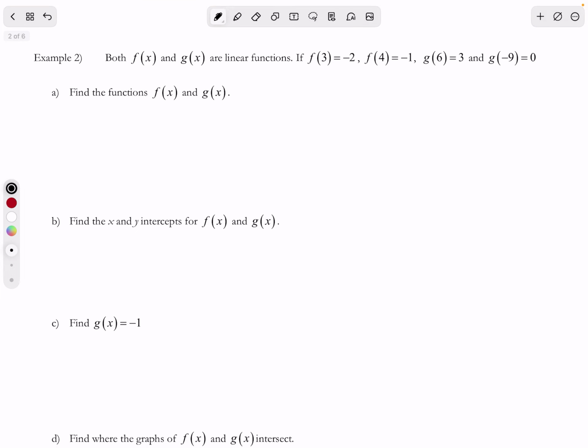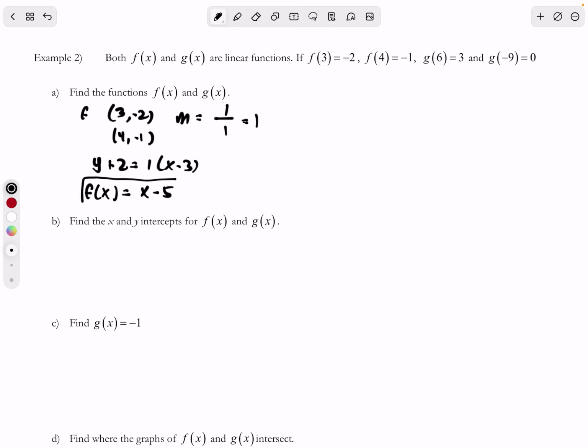Ready, go. All right, so here for f, we have 3, -2. We have 4, -1. So m equals -1 take away -2 is 1. 4 minus 3 is 1. My slope is 1. So I have y, I'm going to go at the top point, plus 2 equals 1 times x minus 3, or rather f of x equals x minus 3 minus 2, x minus 5.